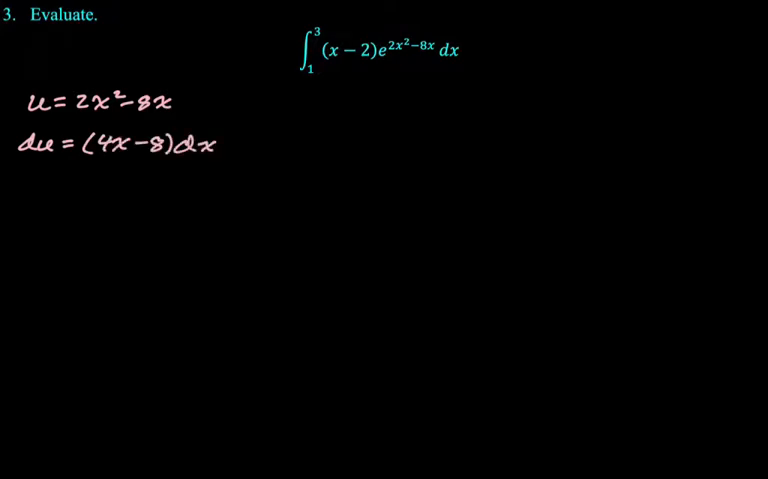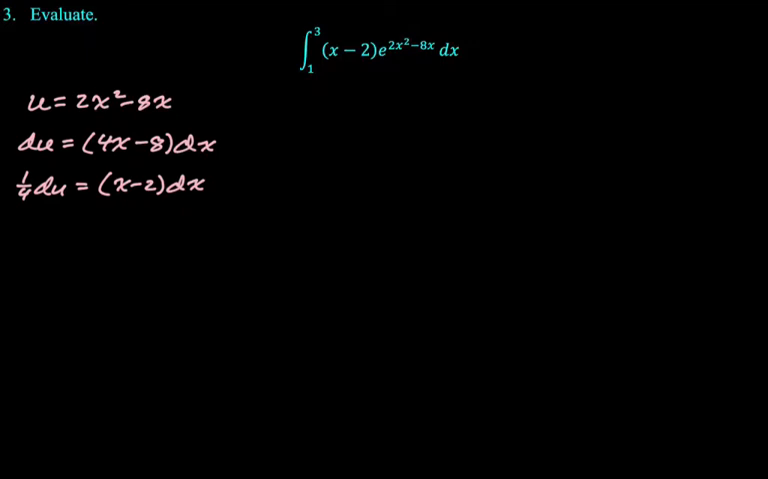We don't have 4x minus 8. We only have x minus 2 in the integral, right? So we have x minus 2 and a dx. So I'm just going to divide everything I see by 4, and it will become 1/4 du is the quantity x minus 2 dx. So now I can perfectly substitute. So I'm balancing out that differential to try to make this work for us.